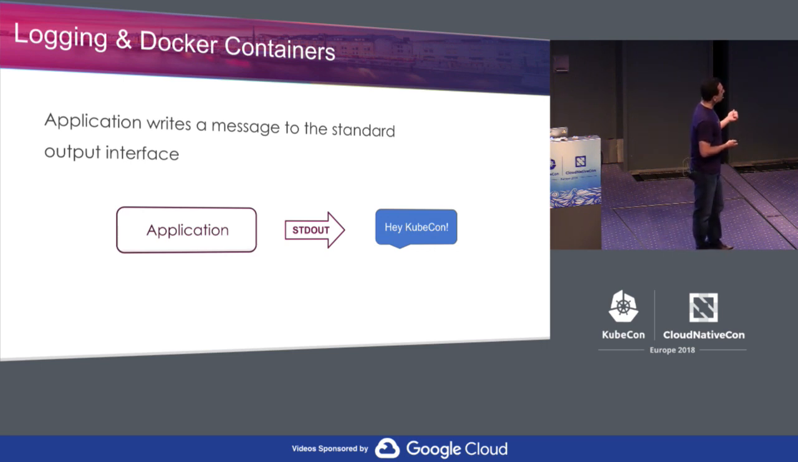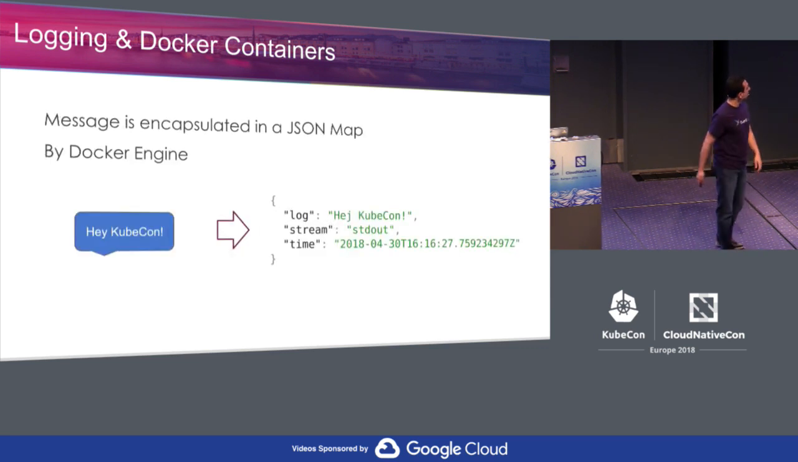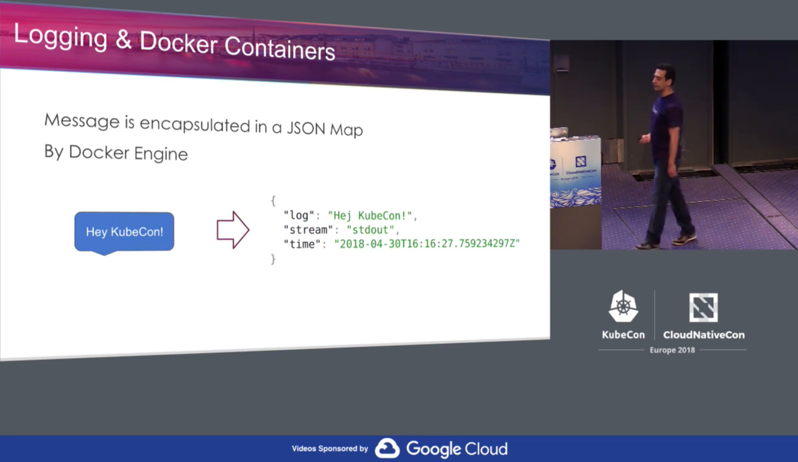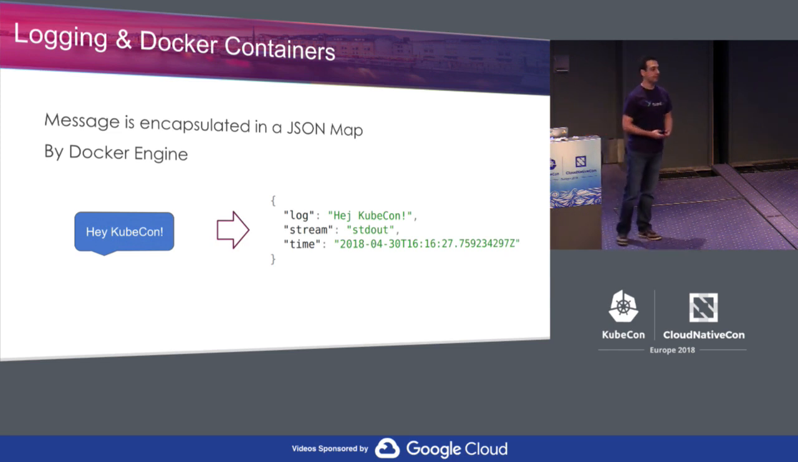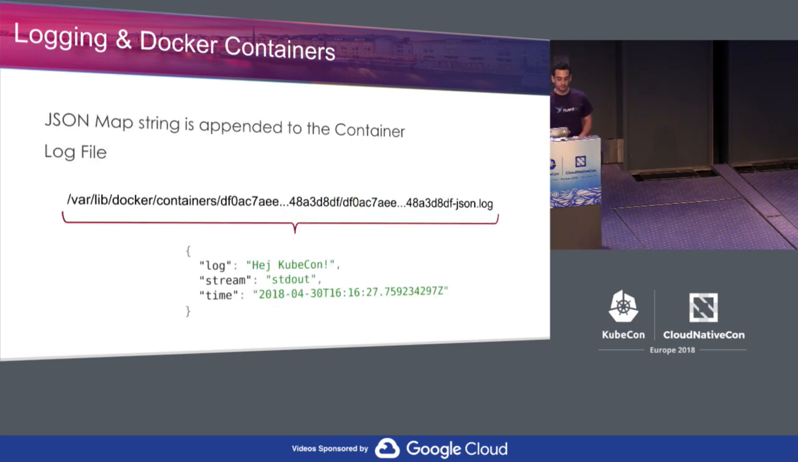So if one application sent a message like, hey, KubeCon, actually what will happen is that Docker will say, OK, I got a message. But that message is not like a standalone message like in the old log file, because we have some kind of context. And this context means from which kind of stream this information is coming from, for example, the standard output, and at what time this information was created. And that is really, really relevant.